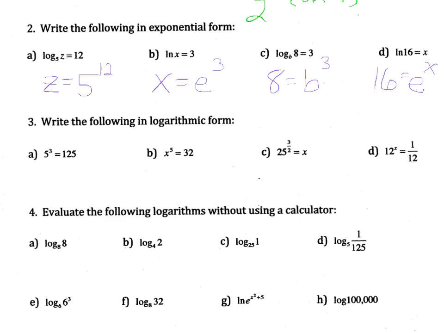For number 3, we want to go backwards and rewrite the following exponential equations as logarithms. So also you want to remember about base, answer, power. So the base of the exponent is going to become the base of the logarithm. So I'll have log base 5, and then we write the answer next. So log base 5 of 125, and then the exponent becomes the answer. So the power becomes the answer.